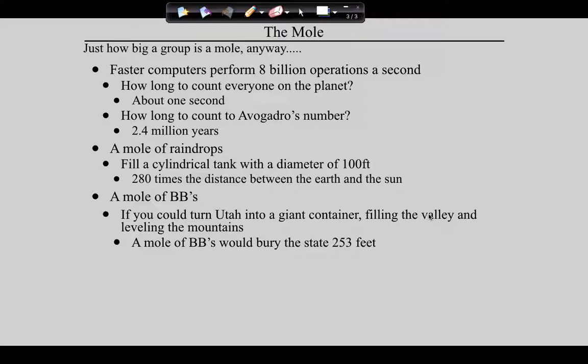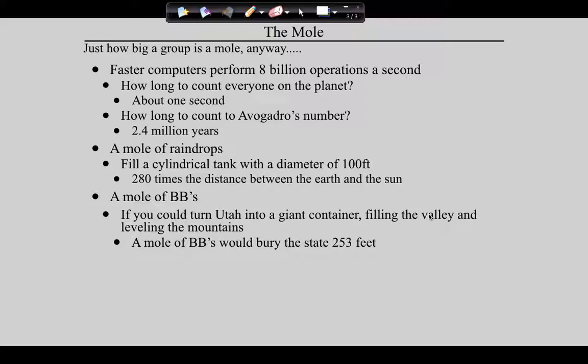So a mole of airsoft pellets would bury the state of Utah from Idaho to Arizona to Colorado to Nevada. The entire state of Utah, 253 feet deep. That's crazy. That's a lot of BBs. 602 septillion. Can we do one more? Is that okay? I find this one the most amazing.